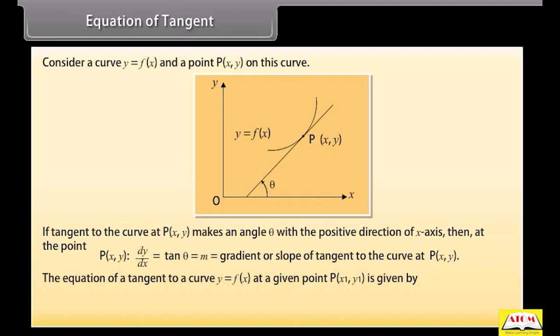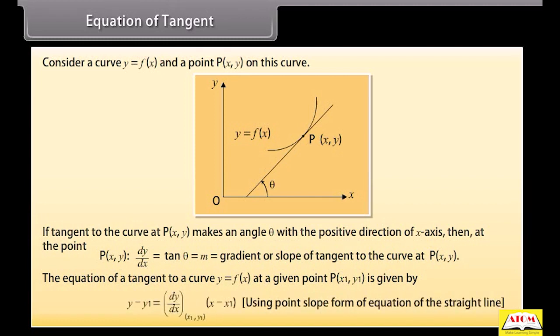The equation of a tangent to a curve y = f(x) at a given point P(x1, y1) is given by y minus y1 = dy/dx at (x1, y1) into (x minus x1), using the point-slope form of the equation of a straight line.